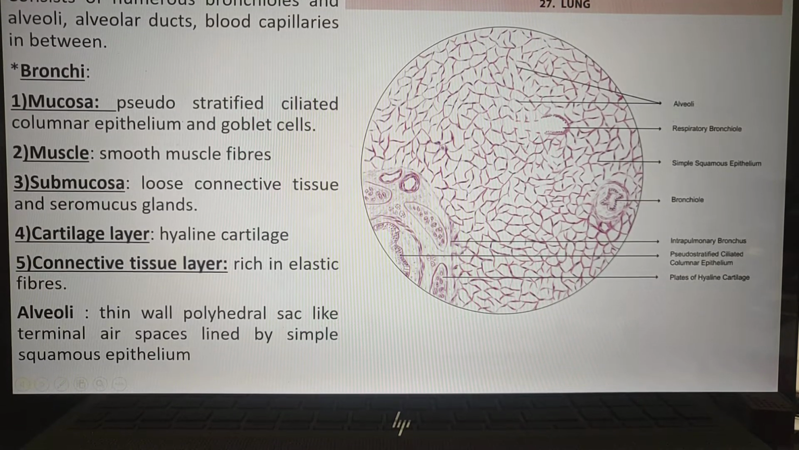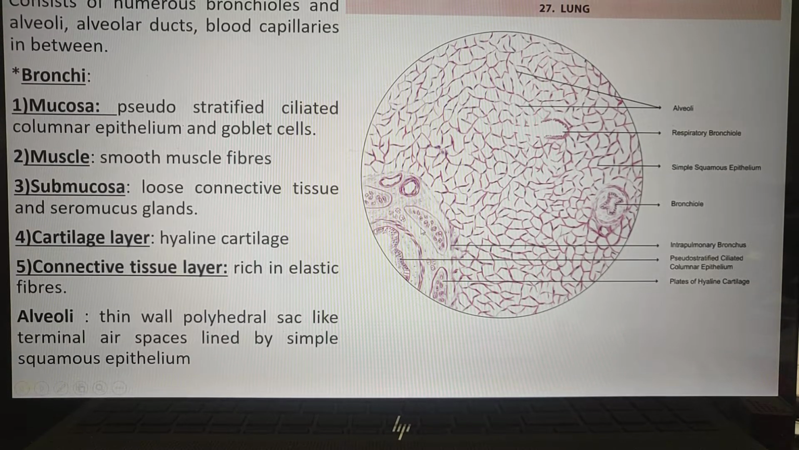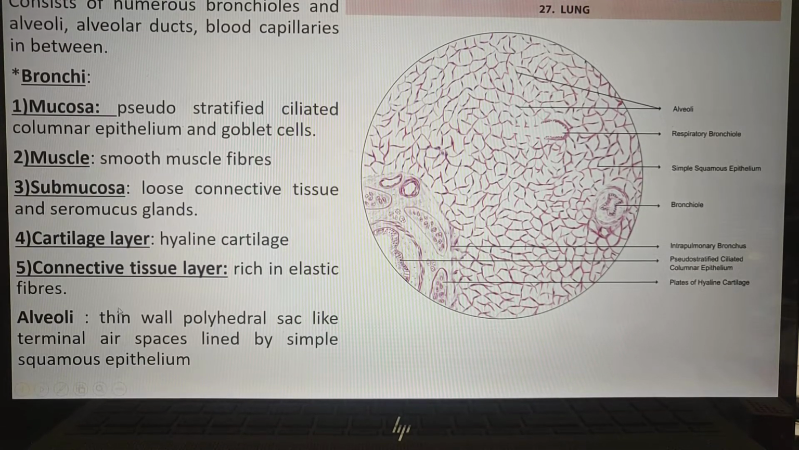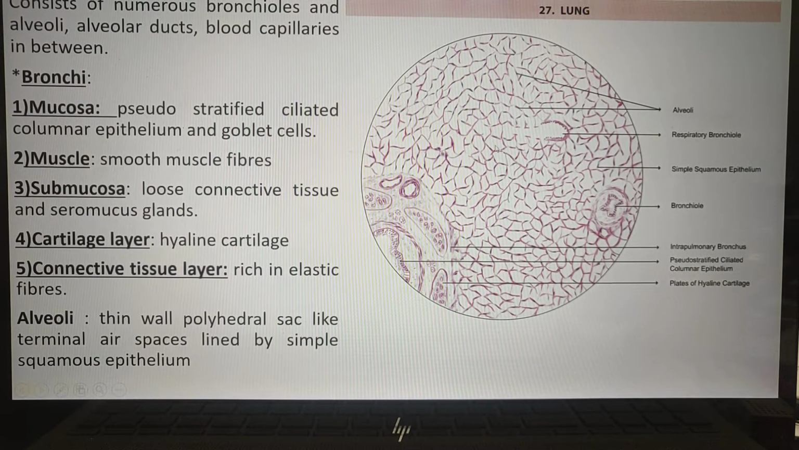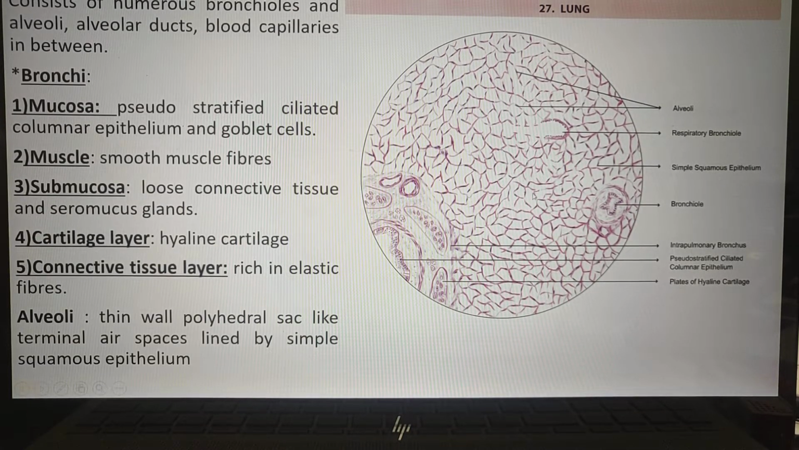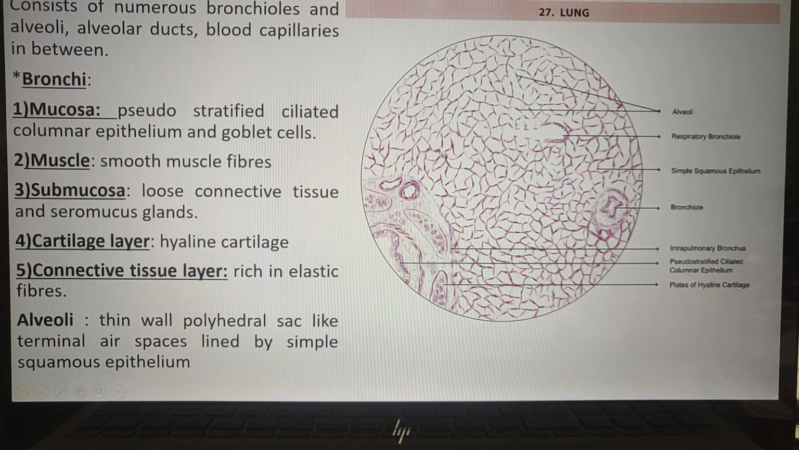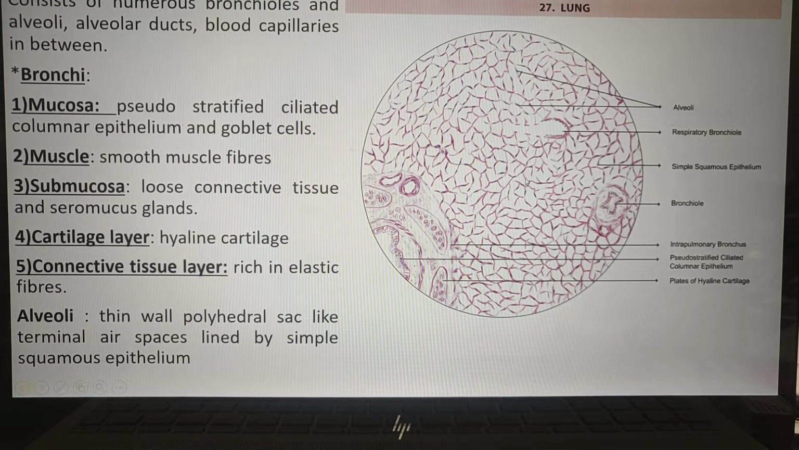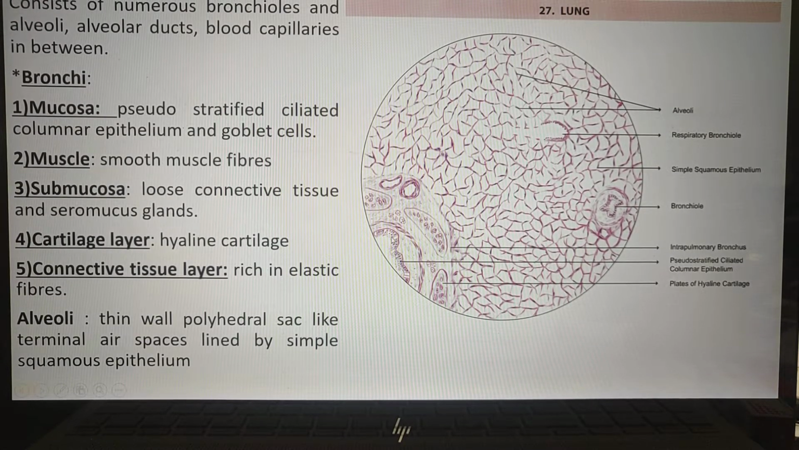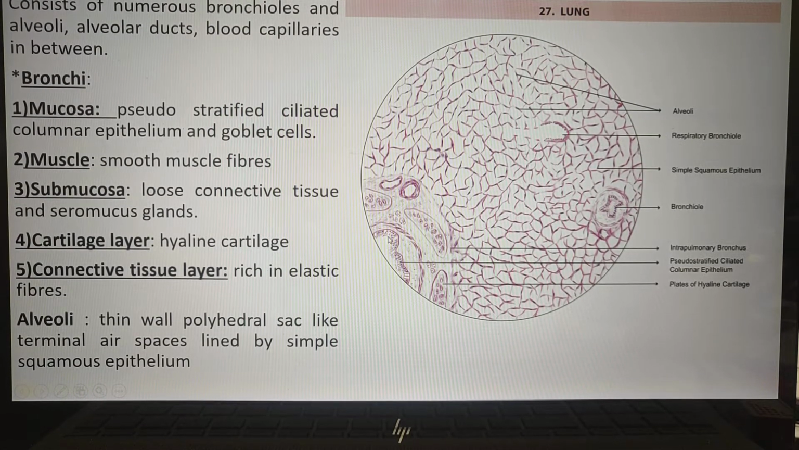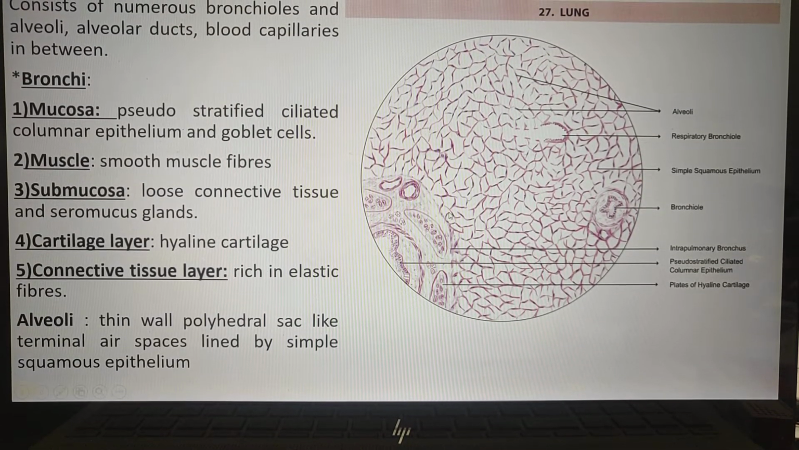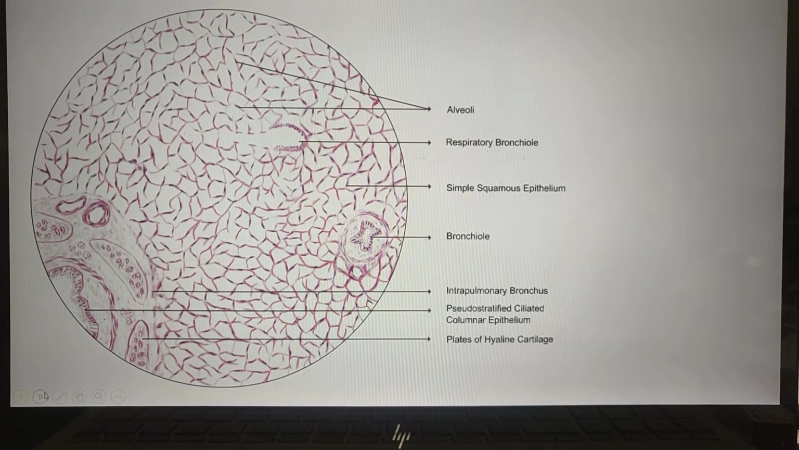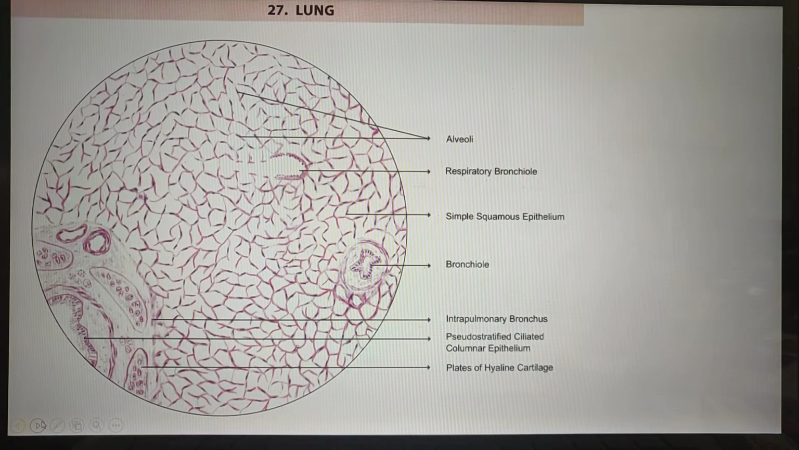There is a presence of cartilage inside the bronchi, mainly hyaline cartilage, and connective tissue rich in elastic fibers. Alveoli are thin polyhedral sacs. These are the alveoli, sac-like terminal airspaces lined by simple squamous epithelium. So you have to remember that alveoli are lined by simple squamous epithelium, while the bronchi are lined by pseudostratified columnar epithelium. This is a slide of the lung, and this is the enlarged view of the slide of the lung.